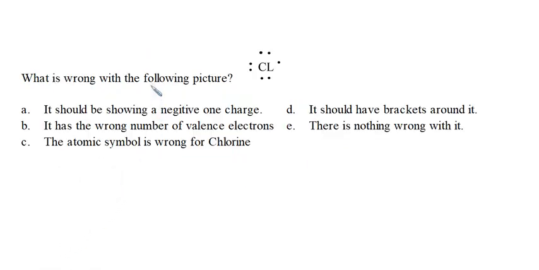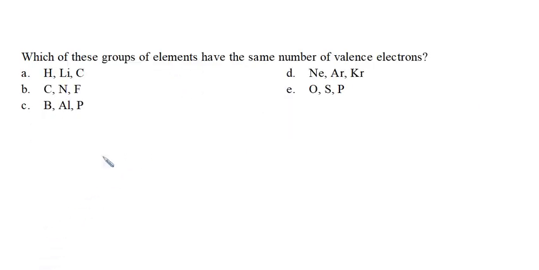So what's wrong with this picture? Well, this is a capital L. Sorry, but it should have been chlorine with the lowercase l. So make sure you get the symbols right. Which has the same numbers of valence electrons? So you're actually looking at the vertical column that they're in, and which of these elements is in the same vertical column. And you look carefully, you see that these 3 are noble gases at the end of the table, and they're in the same vertical column.